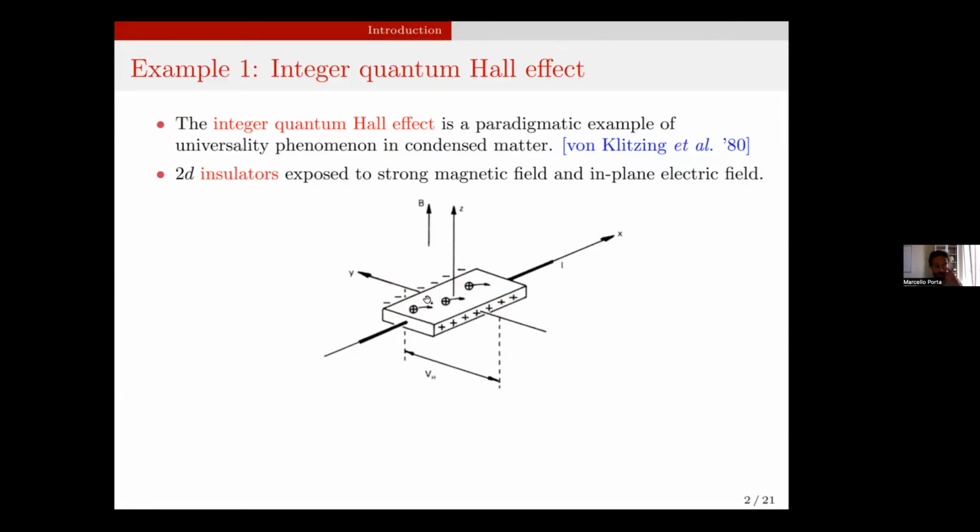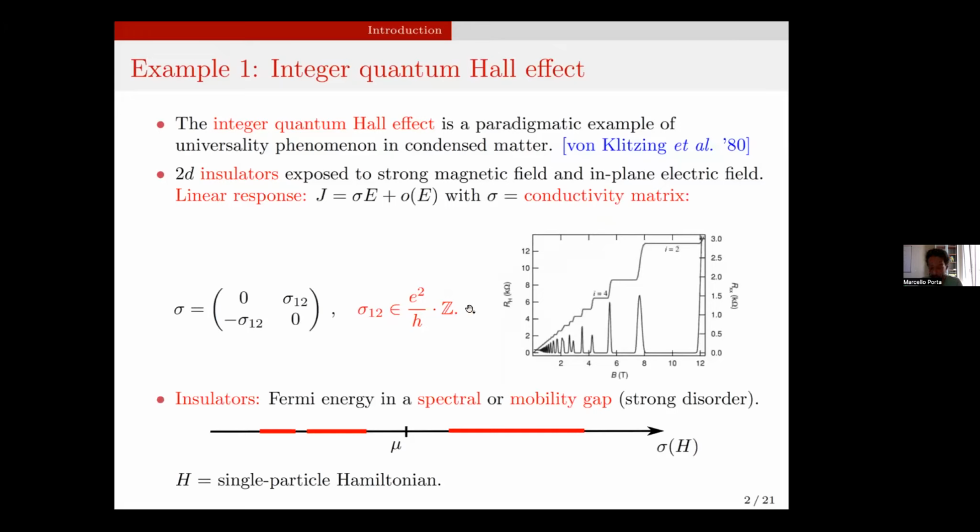So this is the setting that was considered by von Klitzing at the beginning of the 80s, and then the remarkable observation is that for a special class of materials known as insulators, and at very low temperatures, something remarkable happens. If you look at the current that develops on the sample at first order in the applied electric field, so if you take a linear response approximation, then the object of interest is the conductivity matrix, which is a 2x2 matrix telling you how the current develops as a function of the electric field.